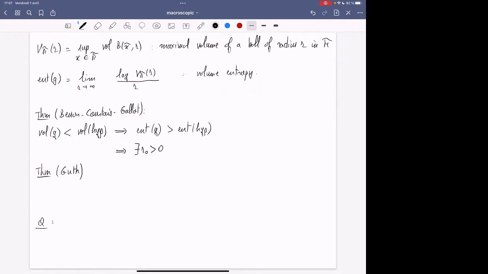There's an R0, depending on G, such that you have this inequality. So you can find in the universal cover a ball of radius R, for every R greater or equal to R0, whose volume is greater than the one in the hyperbolic space. Okay. And that's the thing: this R0 is not uniform. It depends on the metric.